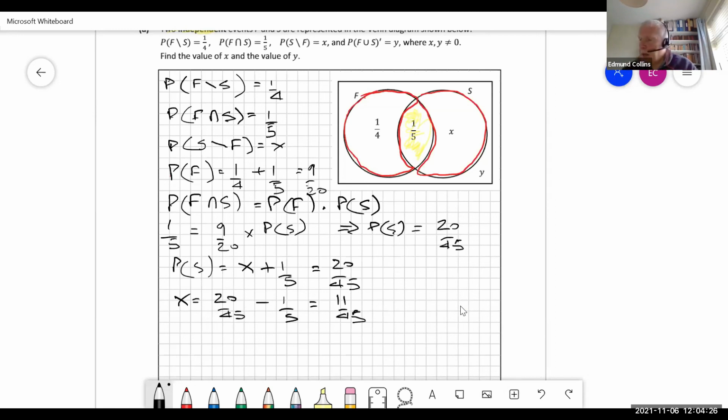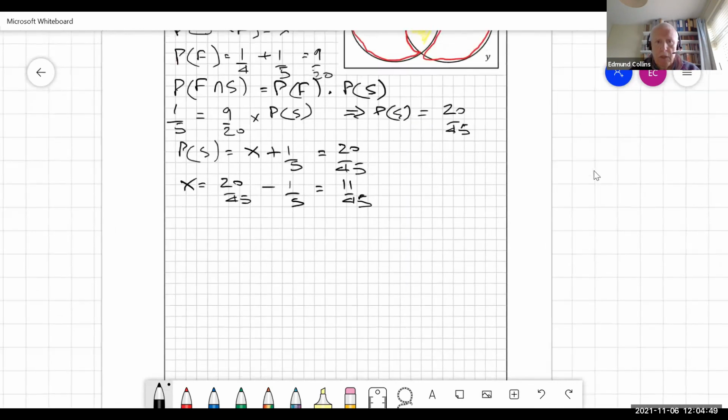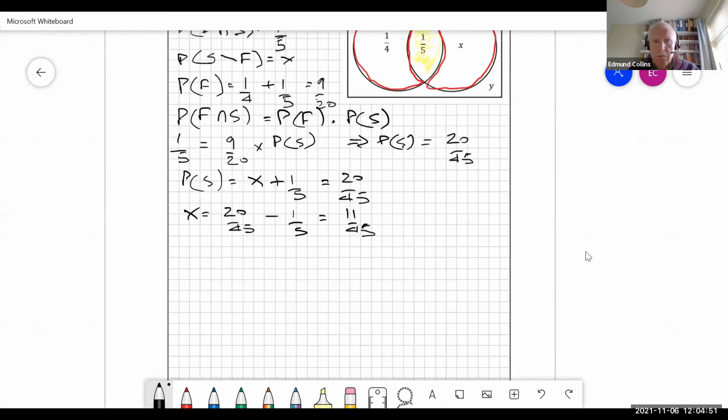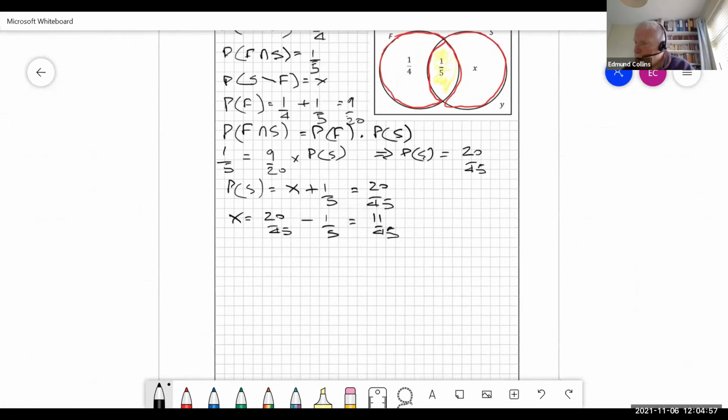So that's the first part of our question done. So they said here, find the value of X, x and y doesn't equal to 0, so that's good. So we found here that the value of x is 11/45. Now, so second part of the question then.